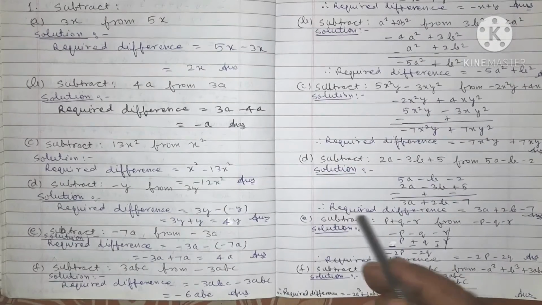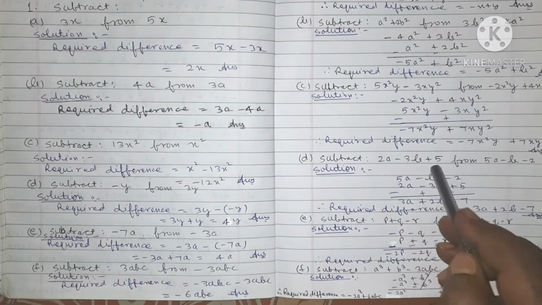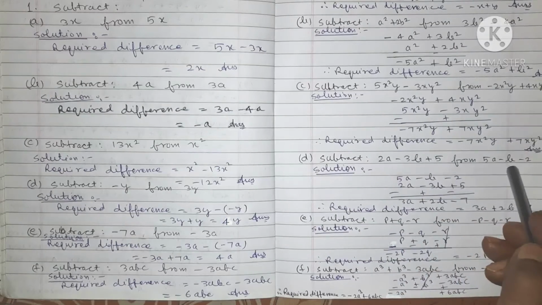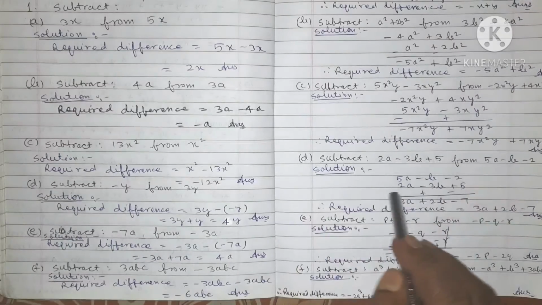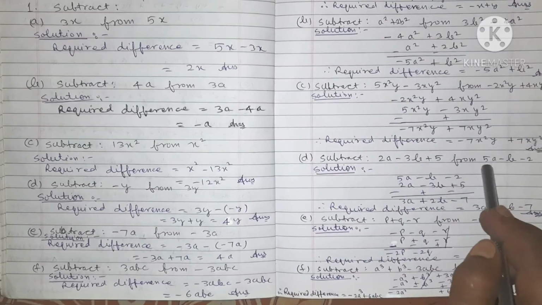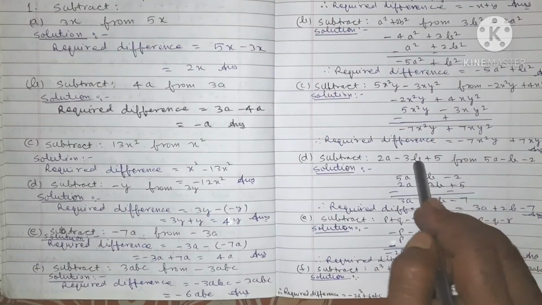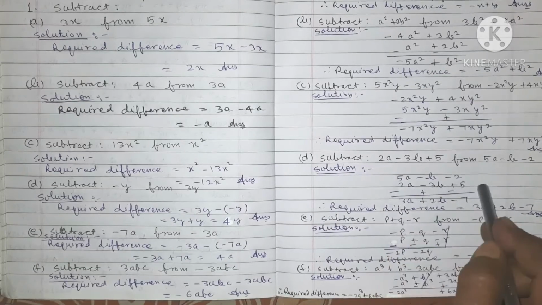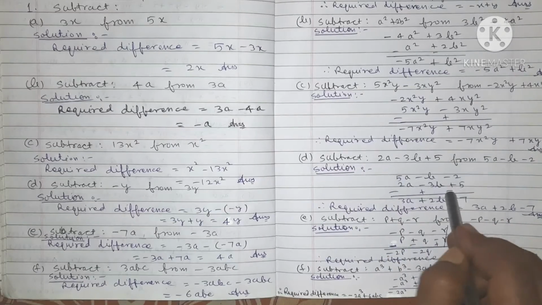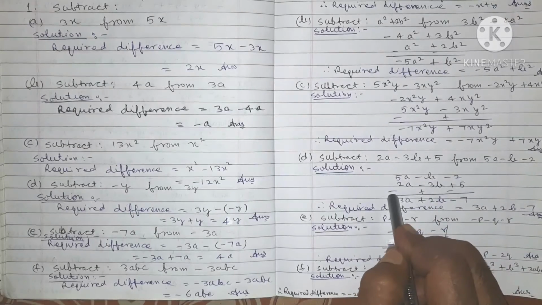Now 2D. Subtract 2a minus 3b plus 5 from 5a minus b minus 2. After from, we write in the first line. Before from, we write in the second line. So 5a minus b minus 2 in the first line and 2a minus 3b plus 5 in the second line. Now we change the sign of second line. It is plus, so it is changed to minus. It is minus, changed to plus. It is plus, changed to minus.